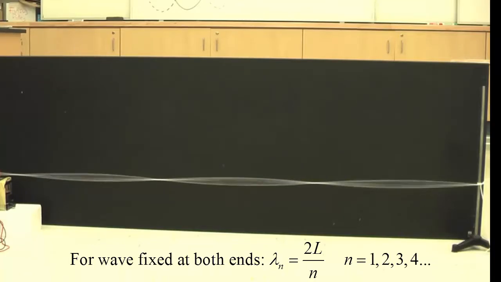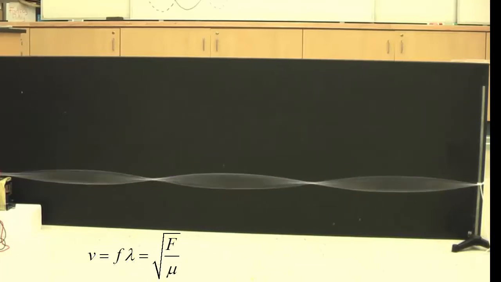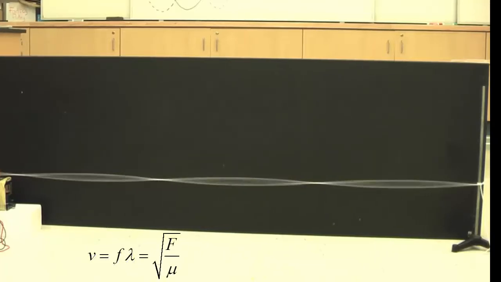Other examples of such standing waves with fixed ends include sound waves in a pipe that is closed at both ends of the pipe. The natural frequencies associated with these modes of vibration are obtained from the relationship v equals f lambda, where v is the wave speed and is the same for all frequencies. We saw that the wave speed of a mechanical wave depends on the properties of the medium through which a wave propagates and is equal to the square root of the force divided by the mass per unit length, or the linear mass density.